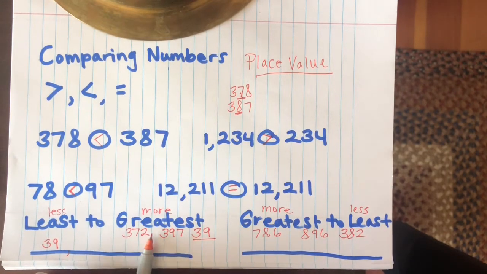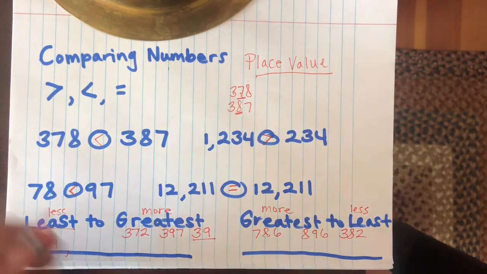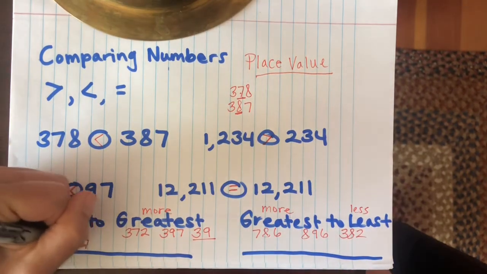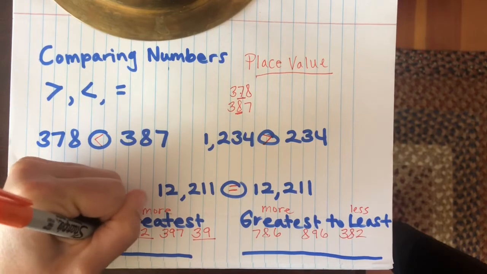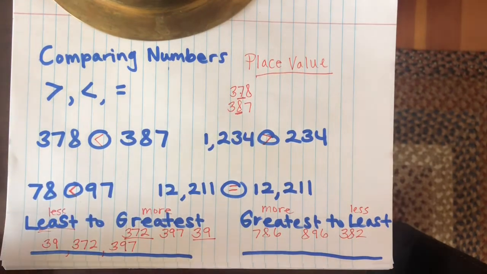Then I have 372 and 397. So I go place value by place value. The 3 and the 3 are the same. The 9 and the 7 are not the same. I'm looking for the least first, which is less, 9 or 7 tens. And I know that 7 tens is less, so it's 372. So I know my greatest number is 397.